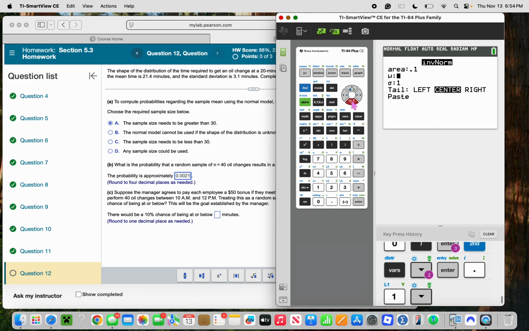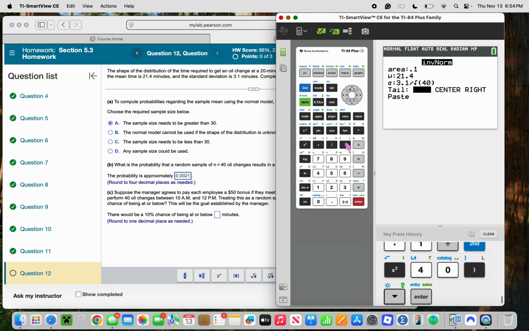Your calculator will not have this tail portion. Yours defaults to left. Luckily, this is at or below, so it's automatically in the left tail. We have an average of 21.4. The biggest mistake that students make is because this 40 oil changes is almost like it's hidden in the problem and it's hard to see. But it does count as a sample size. So we have to divide by the square root of 40.